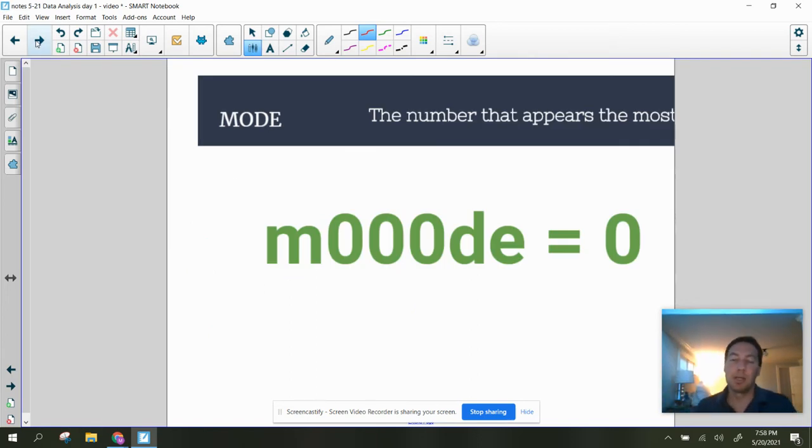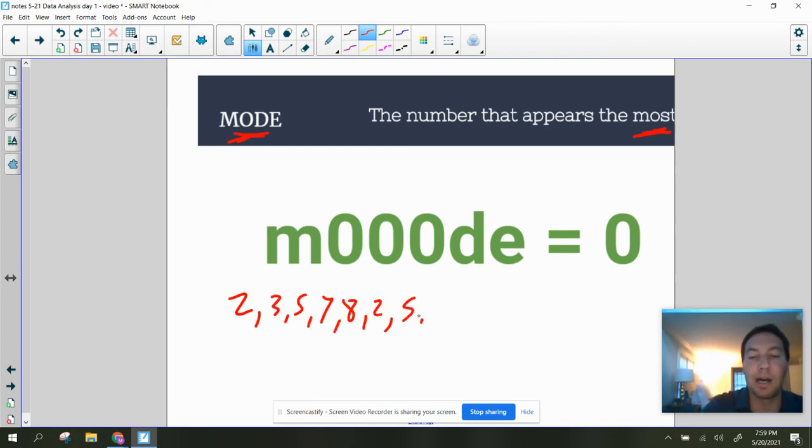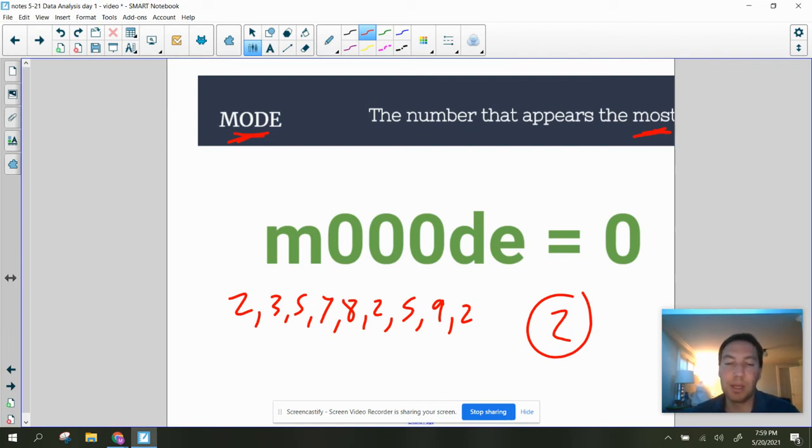The mode. The mode is the number that appears the most. This one's really easy: 2, 3, 5, 7, 8, 2, 5, 9, 2. Which number appears the most? It's 2. Some sets don't have a mode. If every number appears just once, there is no mode. Some sets might have multiple modes. Before I added that 2 at the end, it would have been 2 and 5, if there were two 2s and two 5s. But we won't try to trick you usually. Usually, the mode's just the number that appears the most.